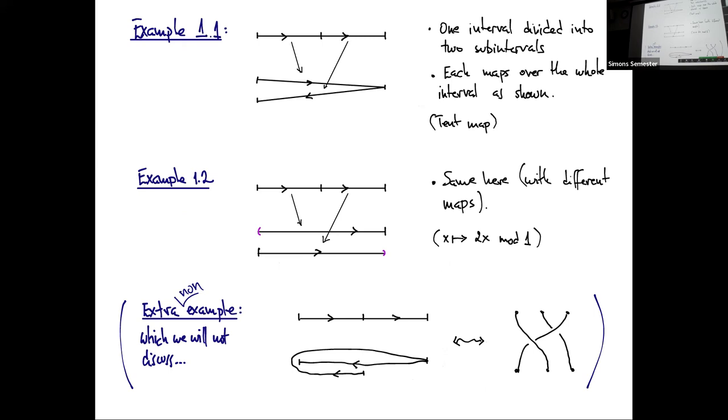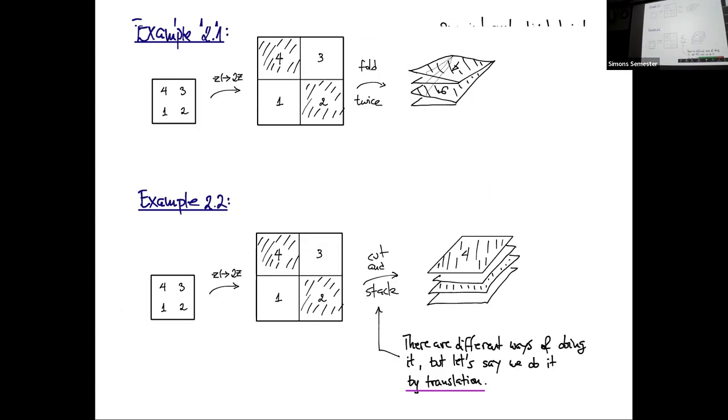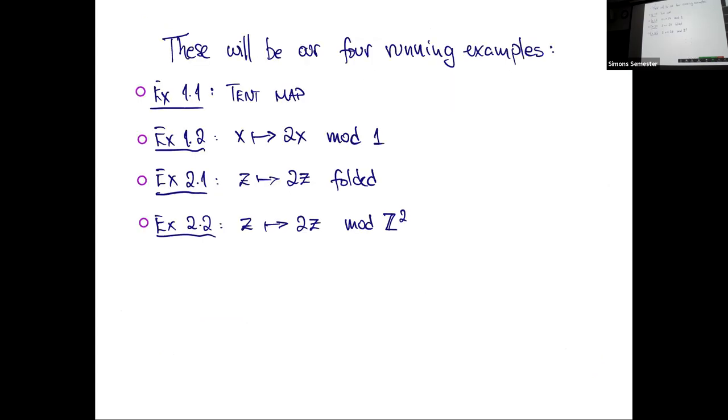The tent map. This is x goes to 2x mod 1, if you will, and then there are these two very simple examples of taking a square, dilating it, and stacking it over itself. All right. So these will be the four running examples: the tent map, x goes to 2x mod 1, z goes to 2z folded, and z goes to 2z mod Z squared.